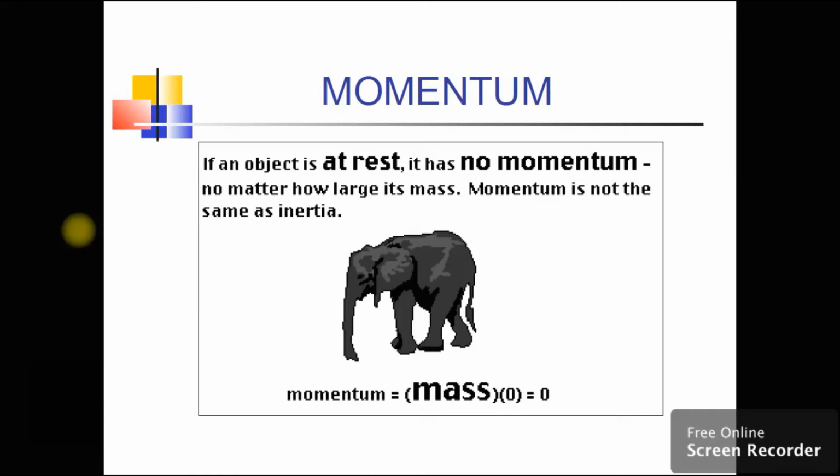Now, an object at rest has no momentum. It doesn't matter how big it is, it has no momentum. And this is the key difference here. Momentum is not the same as inertia. The elephant that's standing still has inertia. It has some resistance to motion, but it doesn't have momentum. And that's very simple when you just plug it into the equation down underneath the elephant. Momentum equals mass times velocity. If velocity is 0, momentum is 0.